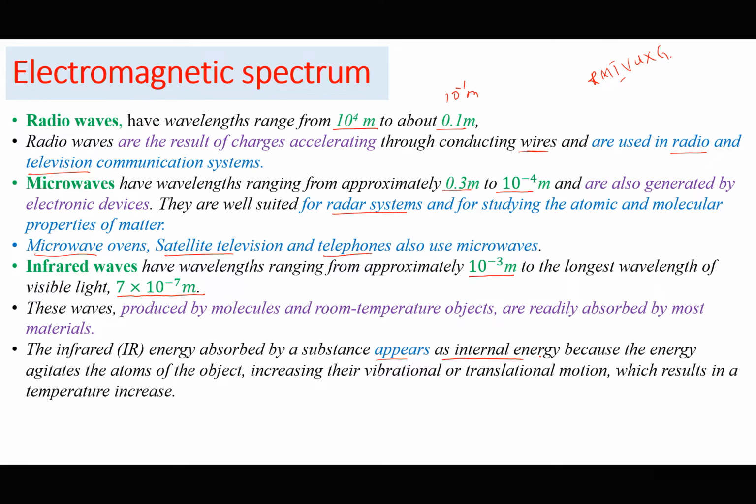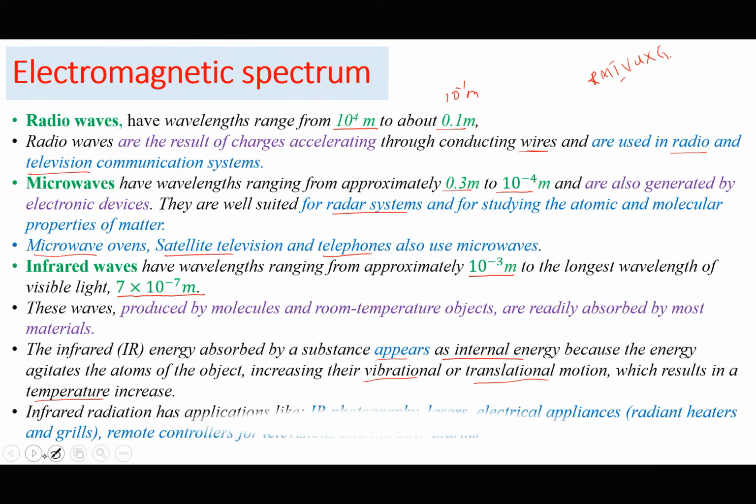So it is going to appear as internal energy or heat because the energy agitates atoms of the object, increasing their vibrational or translational motion, which results in a temperature increase. So the infrared radiation is going to cause an increase in temperature. Many times when your body absorbs infrared, the temperature of the body increases. Infrared radiations also have applications in everyday life.